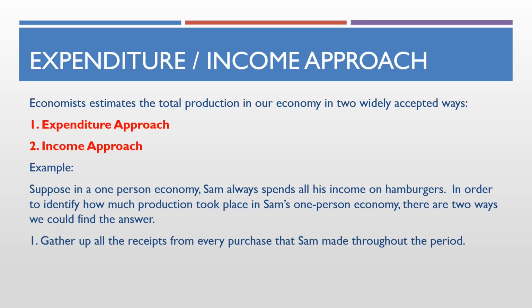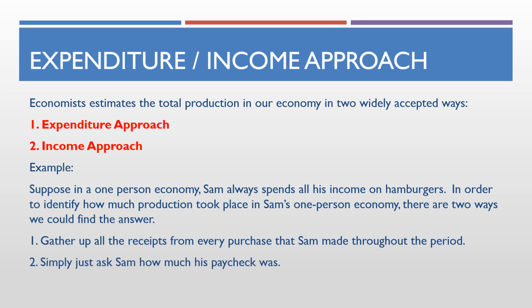Number one, we follow Sam everywhere he goes, and whenever he purchases something, and obviously the only thing he is going to purchase in this economy is hamburgers, we collect the receipt of the purchase. If Sam bought a hamburger in shop number one, we get that receipt. Shop number two, we get that receipt. Shop number three, we get that receipt. Then we collect all the receipts, and we know how much Sam spends in total in the economy. We call this the expenditure approach to measuring overall GDP in the economy.